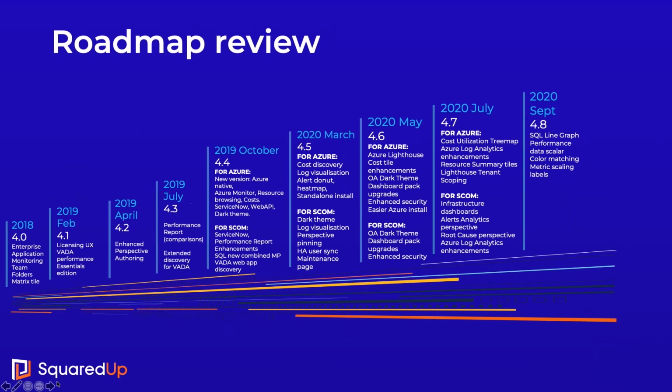First of all, we like to look back at where we've been and set the context for SquaredUp 5.0. Starting back in 4.0 in 2018, that's when we introduced enterprise application monitoring and all those great features that came with that. And of course, this time last year, back in 2019, we released SquaredUp for Azure. So everything we are talking about today is available in SquaredUp for SCOM and SquaredUp for Azure, and John will talk about that a little more when he gets into the detail.